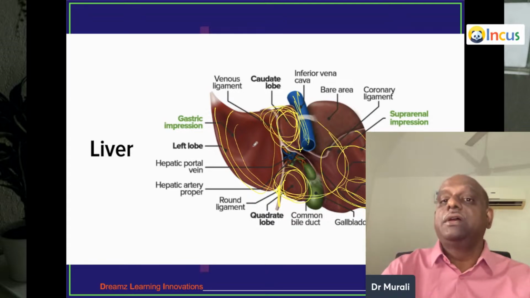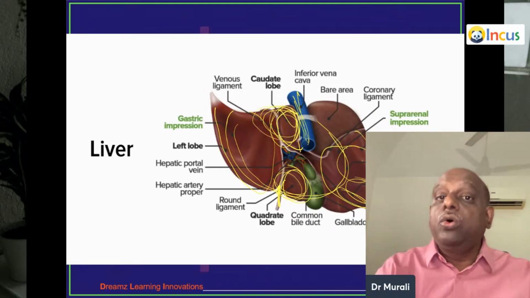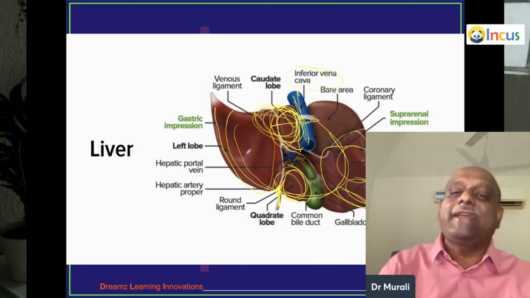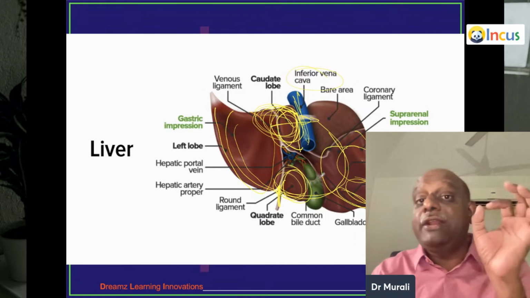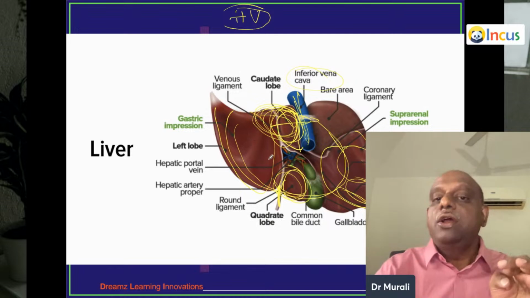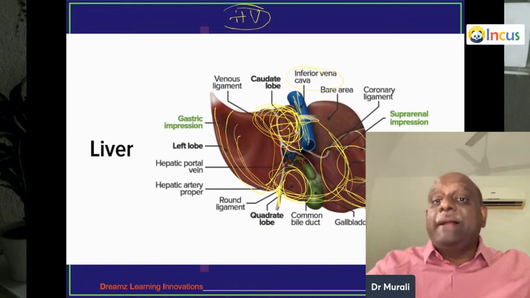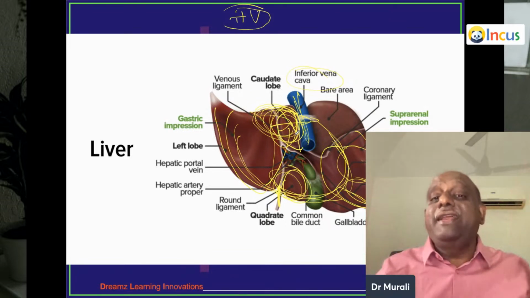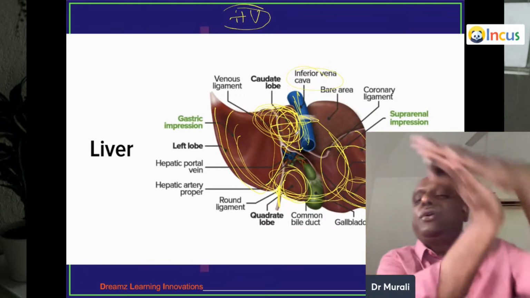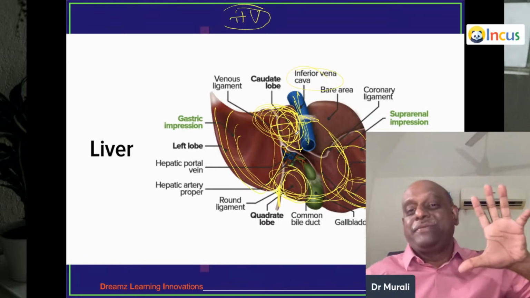All other lobes drain into the hepatic vein. The hepatic vein drains into the inferior vena cava. Only the caudate lobe directly drains into the inferior vena cava. That's the reason whenever there is hepatic vein occlusion, all other lobes need to come to the caudate lobe and say, our hepatic vein is blocked, we can't drain, we will all pass through your garden to drain into the inferior vena cava. That's the reason the caudate lobe becomes hypertrophied.